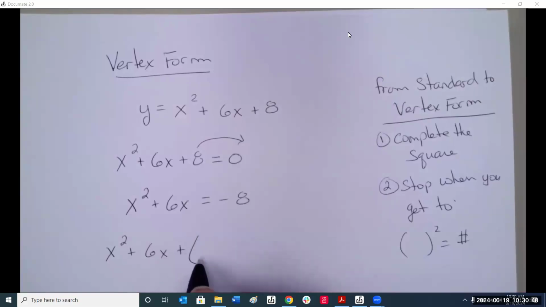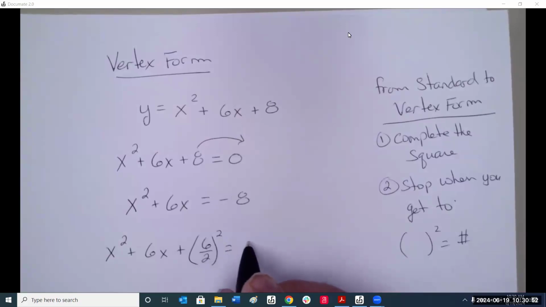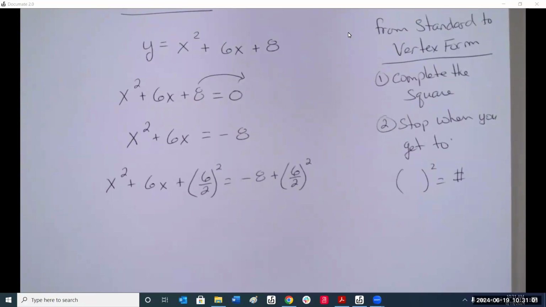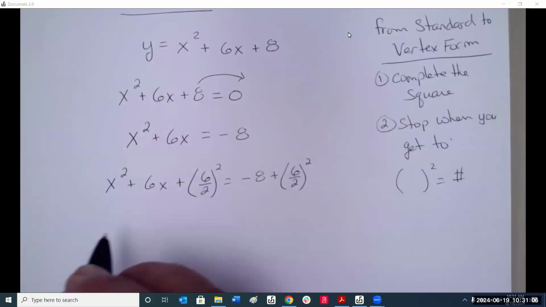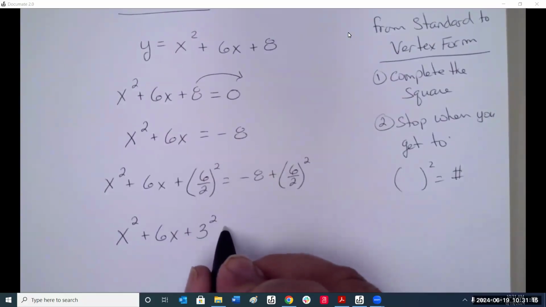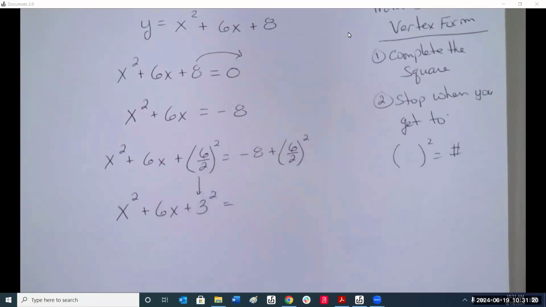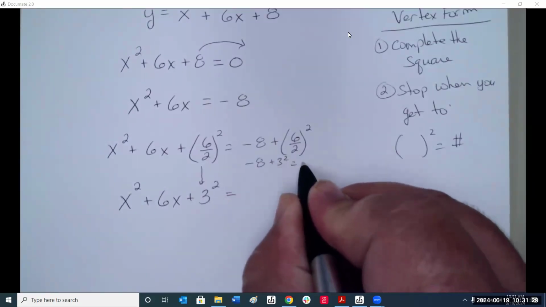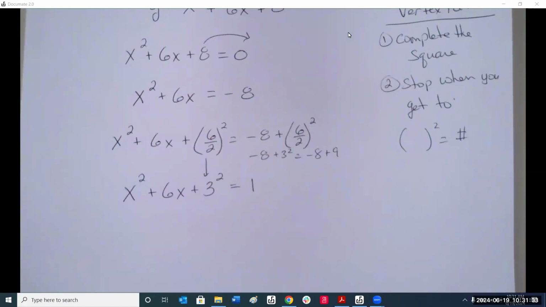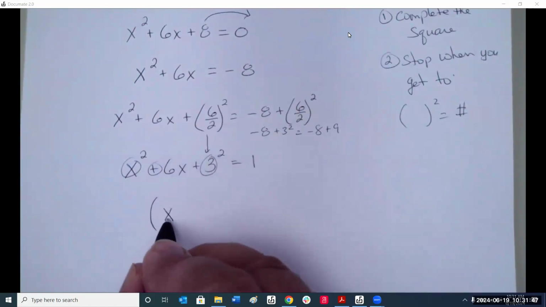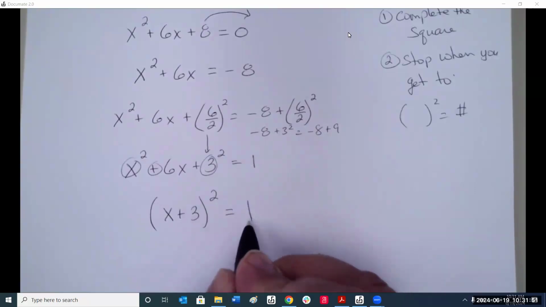Then we have to add the b over 2 squared to both sides. Remember, b is the number in front of x. On the left-hand side, only do what's inside the parentheses. Don't square it. On the right-hand side, work it all the way out. We have negative 8 plus 9 is positive 1. So whatever's under the squares and the first sign. So stop there.